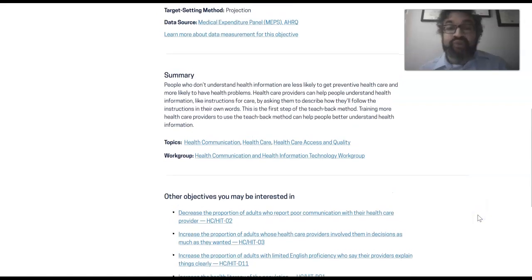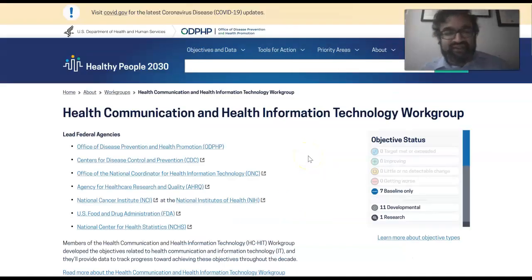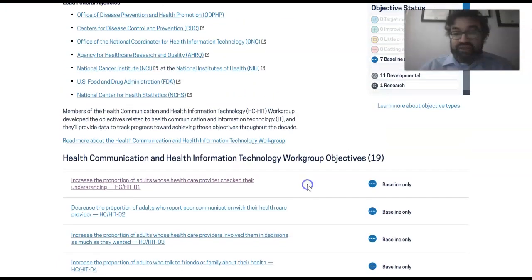There's also an active working group: health communication, and healthcare access and quality. Healthcare access and quality is the main domain that this falls under. And then there's the health communication and health information technology working group. These are all the agencies that are working towards that. So this is a methodical way that you can piece through and understand a specific topic, and then go further in depth and understand it better.